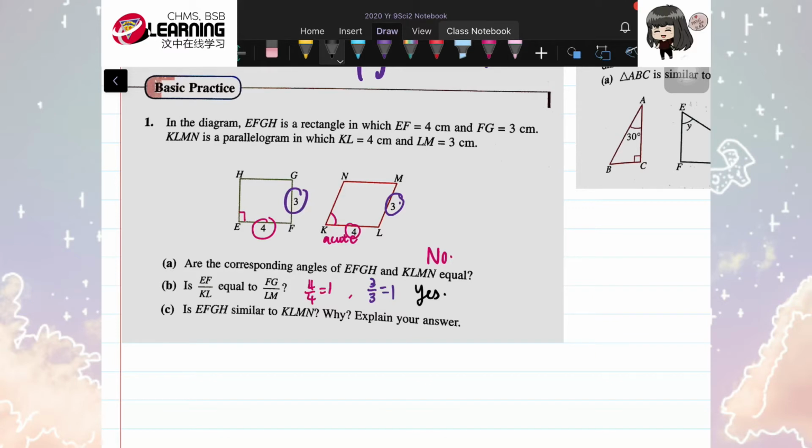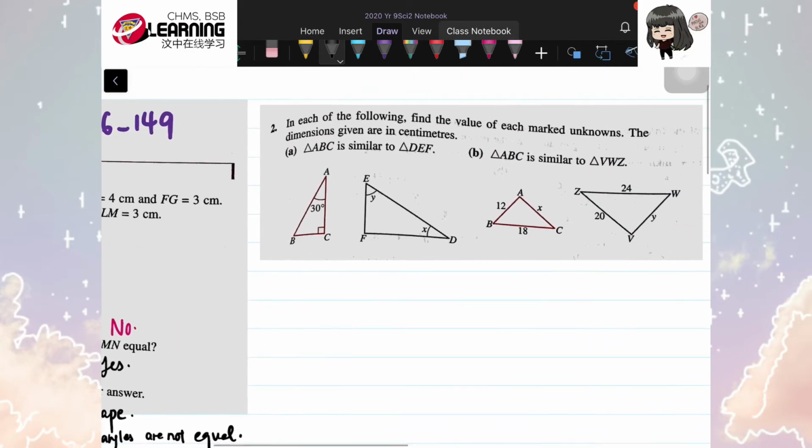C, is EFGH similar to KLMN? They have the same ratio, but they do not have equal angles. So no. Okay, so explain your answer. You can write that they are not the same shape, or you can write because the corresponding angles are not the same. Okay, that's question number 1 done.